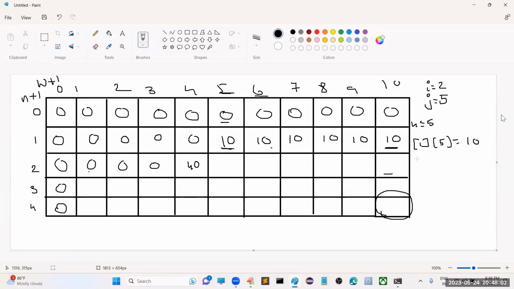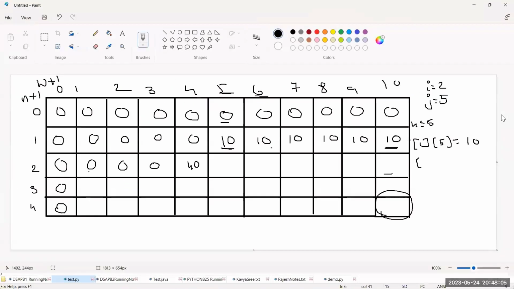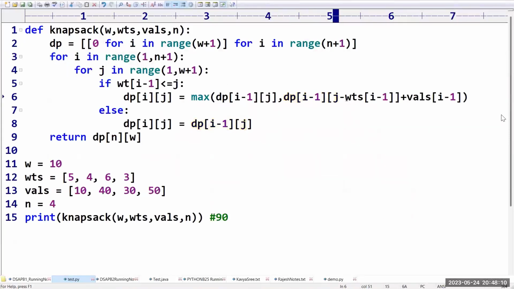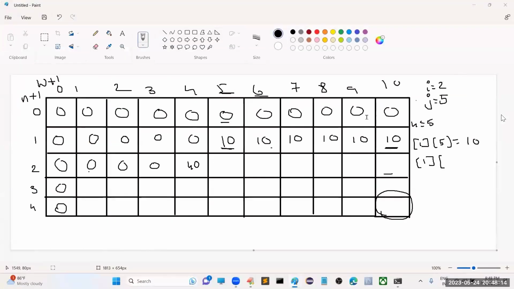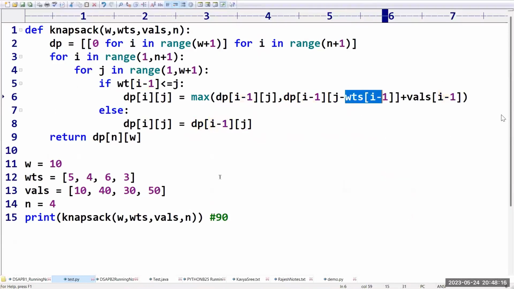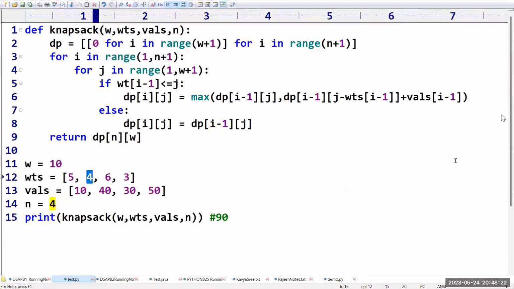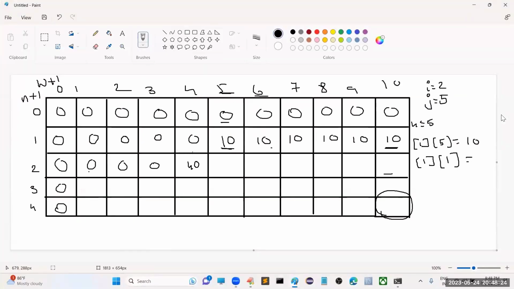Okay. So next what we are going to do? Next one is nothing but I minus 1, that is 1. And the next value is J minus weight of I minus 1. So I value 2, 2 minus 1 means 1. Weight of 1 is nothing but 4. J minus, 5 minus 4 is nothing but 1. So dp of 1, 1 we are going to get. What is the 1, 1 value? The 1, 1 value is already 0.